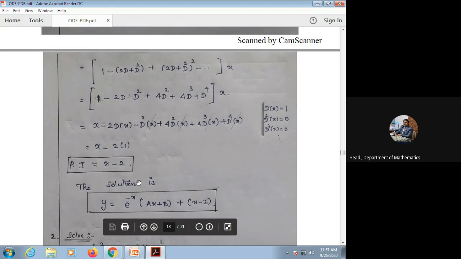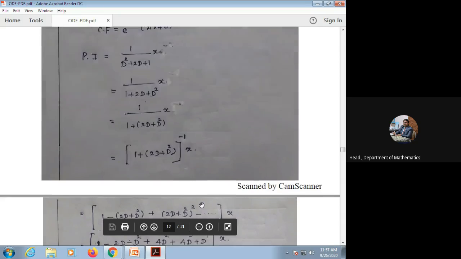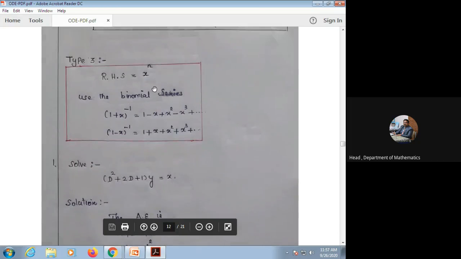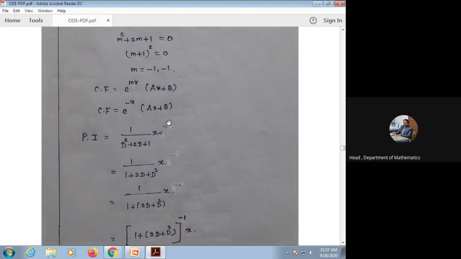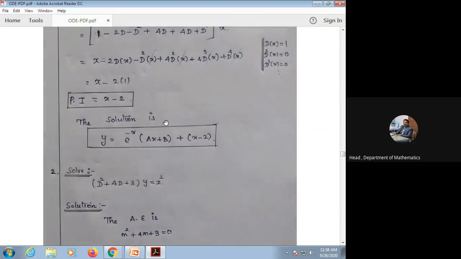So, we write the general solution: y equals e power minus x (Ax plus B), this is the complementary function, plus the particular integral value x minus 2. This is the type 3 problem. When it is given in the x power n format, you have to use the binomial expansion. Then only we get the particular solution value.